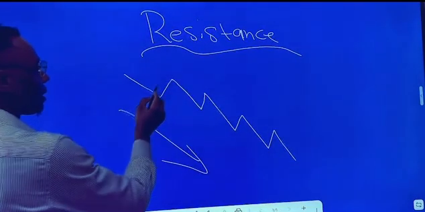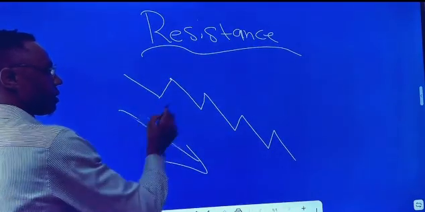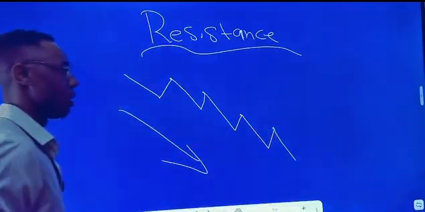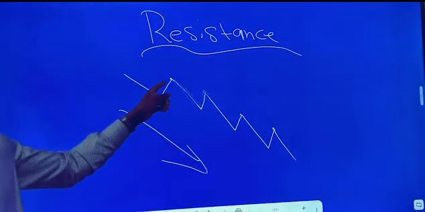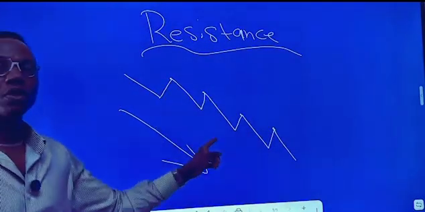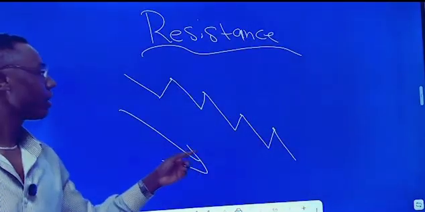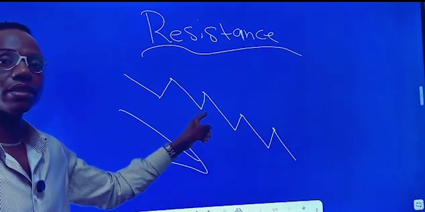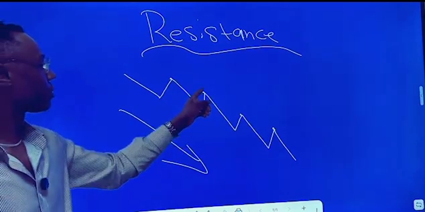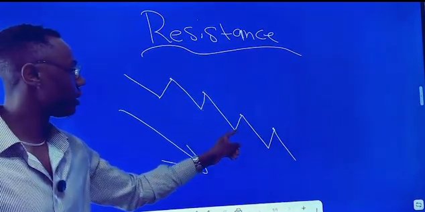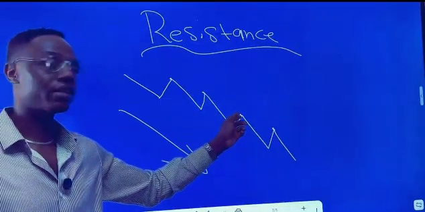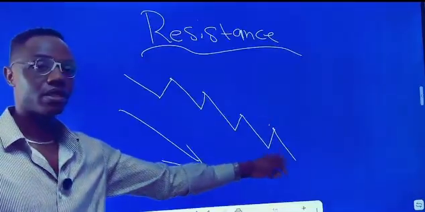This zone is resistance, this zone is resistance, this zone is a resistance. It tells us that when the price stops rising and begins to fall, it's a resistance. So here the price rises to this level and begins to fall from here to the downside, it's a resistance. It rises to this level, begins to fall, it's a resistance.